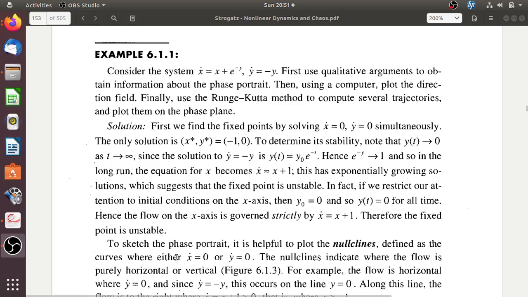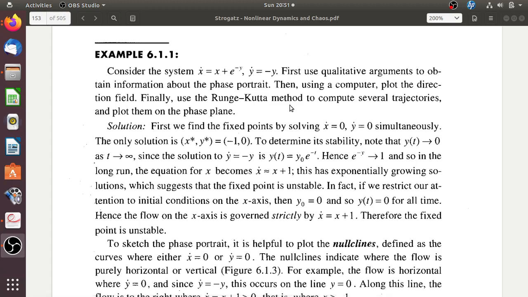Okay, last time we discussed how to construct the phase portrait using a numerical method, right? This time we will use a qualitative argument, our geometric intuition, and based on that we will try to construct the phase portrait. If not exact, somehow we will understand how it is going to be. Okay, so that's what we are going to do in this video.